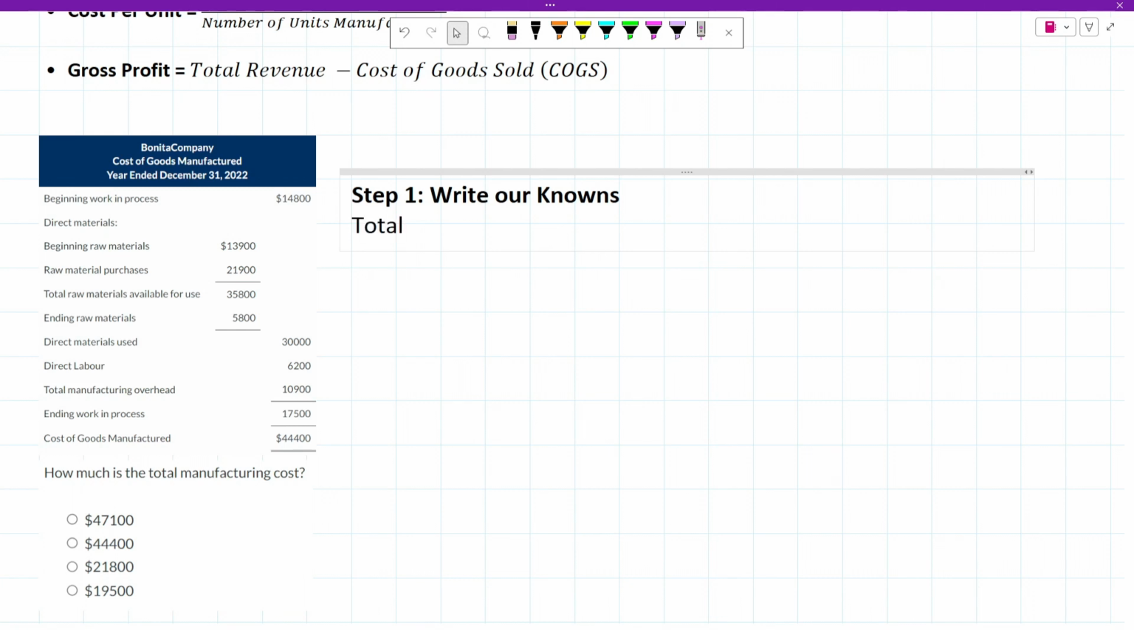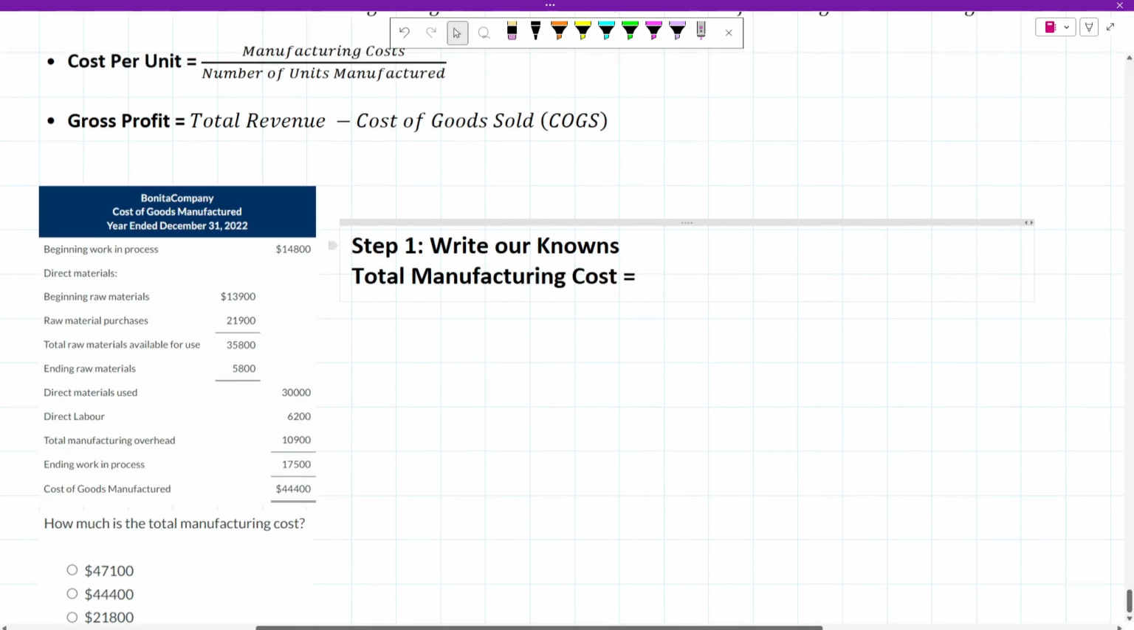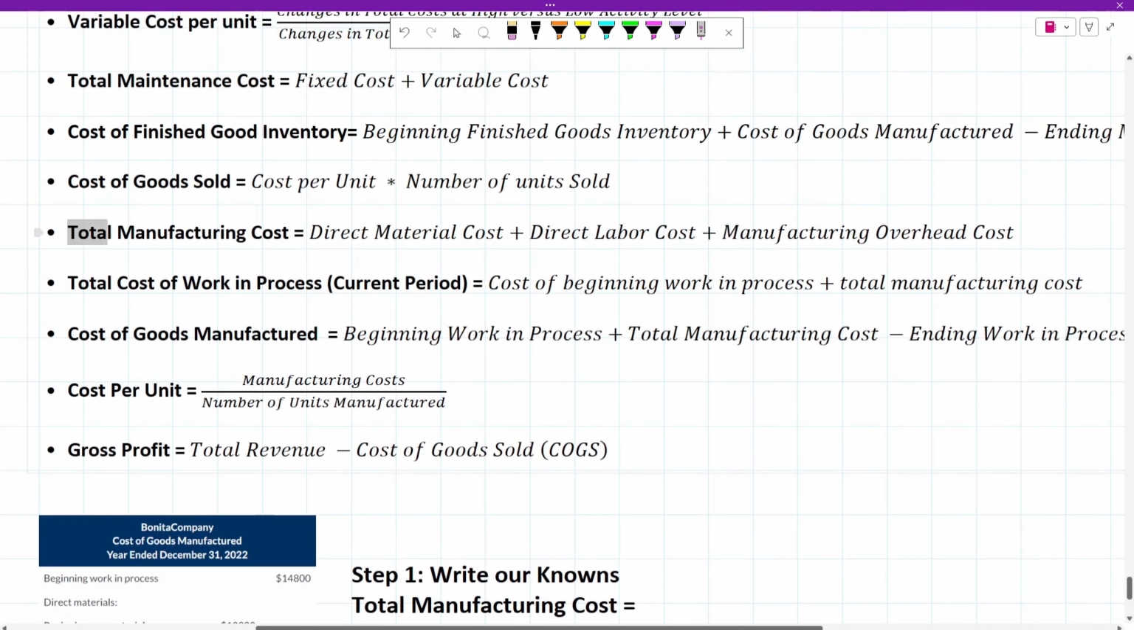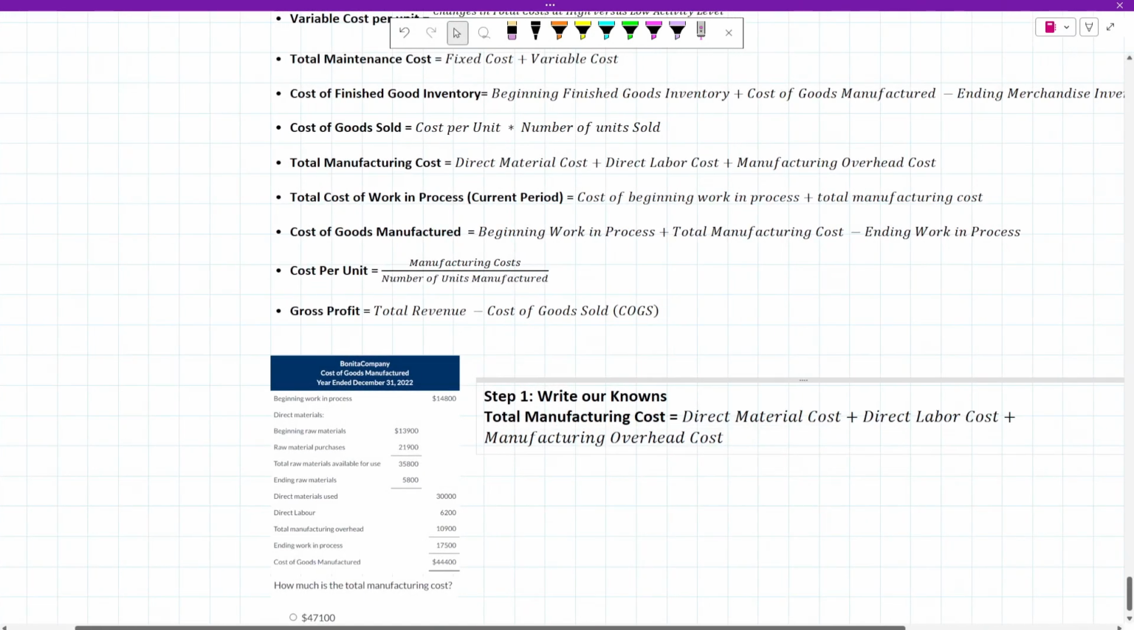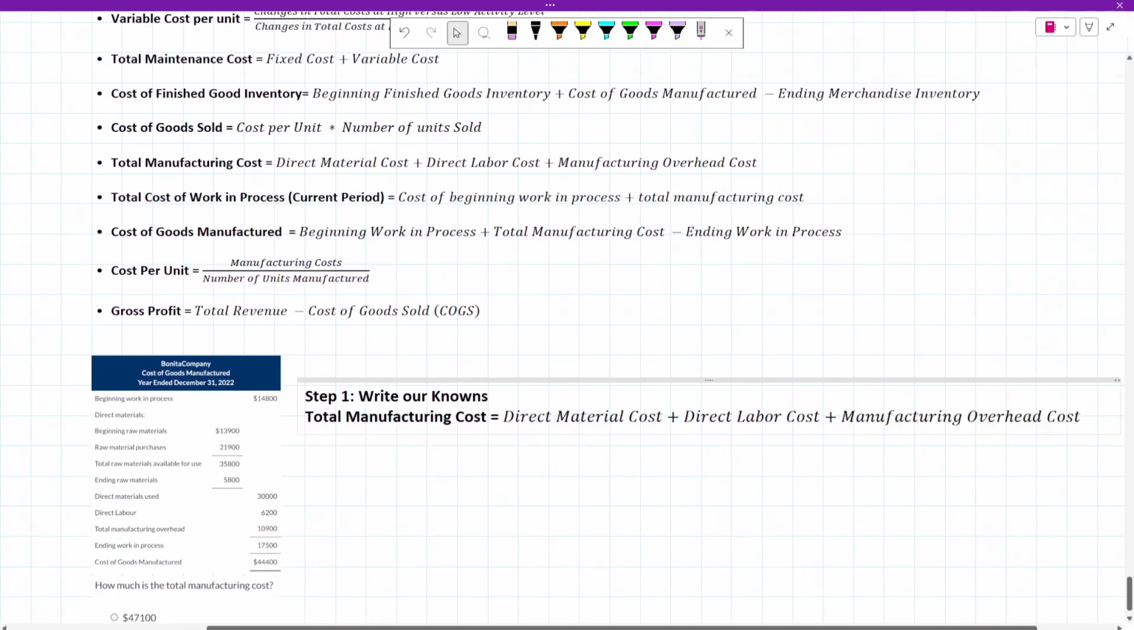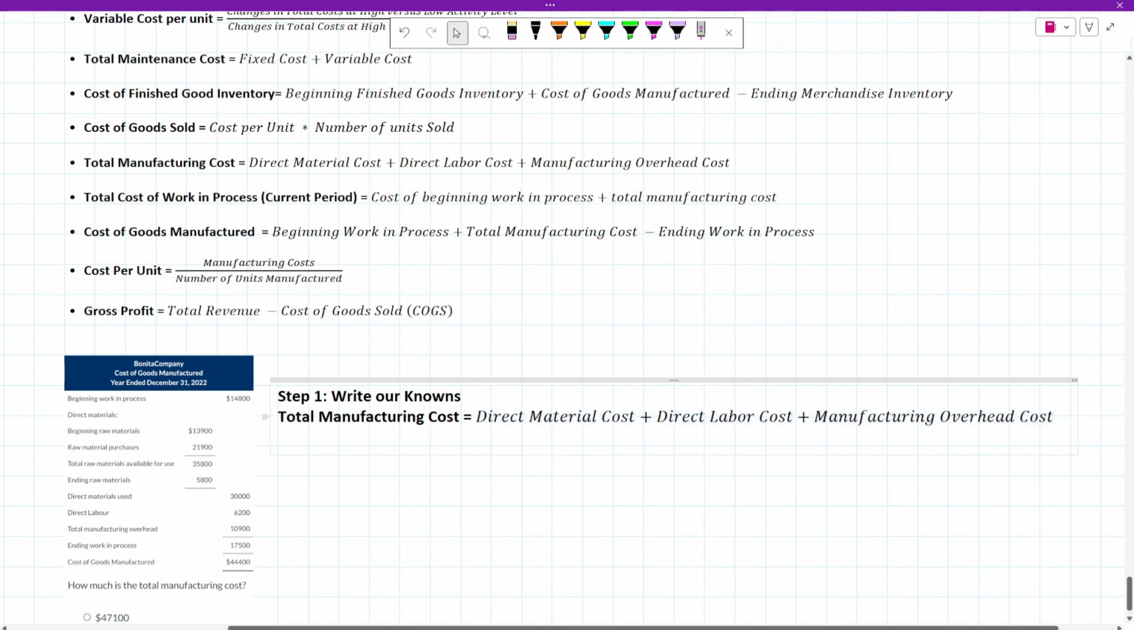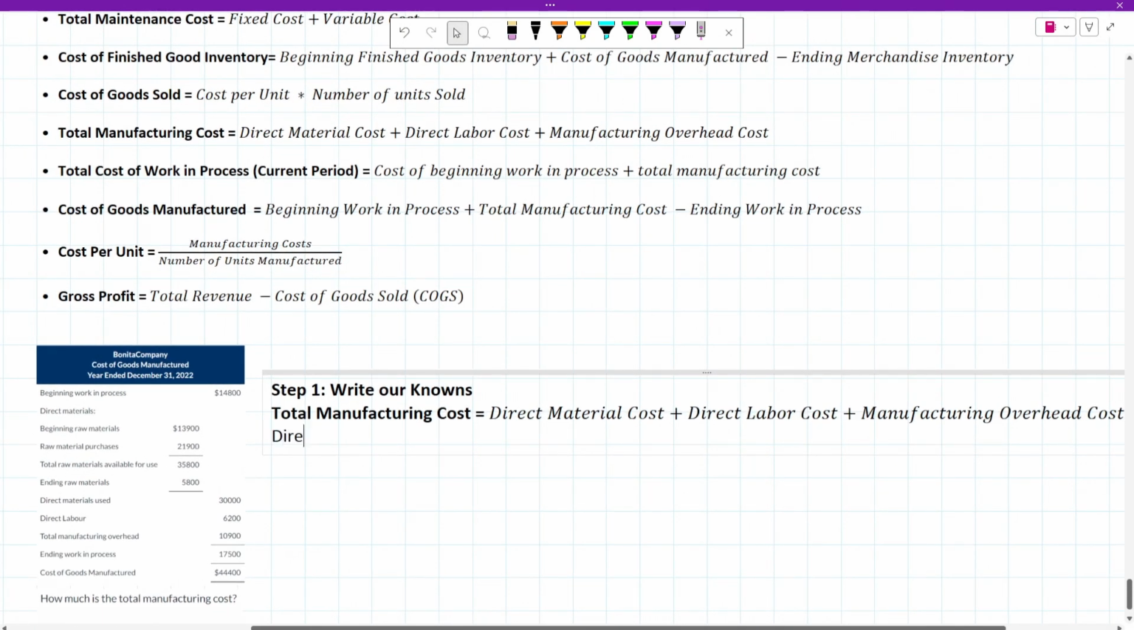So what do we want to figure out? That's the first thing I like to write down. So total manufacturing cost. And our formula is right here. So direct material cost. So I'll just copy paste that. And let me increase the size so it all fits. Perfect.